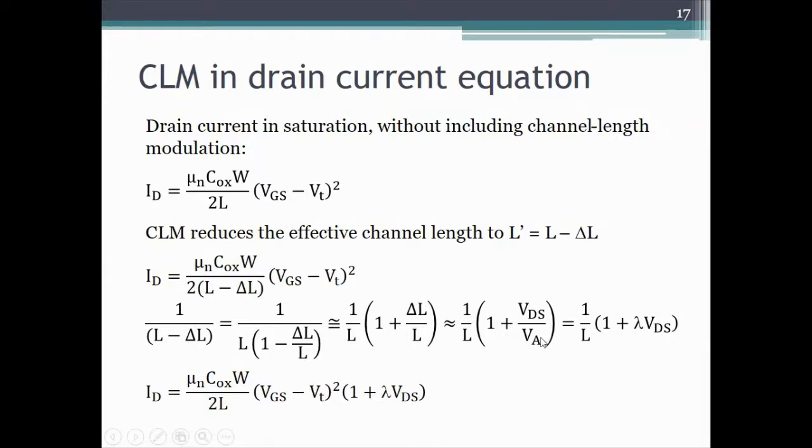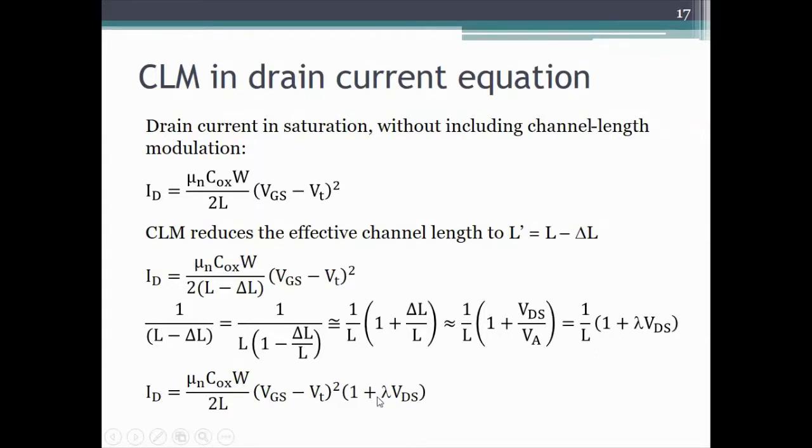For MOSFETs, the more commonly used model is that 1 over VA is replaced by lambda, another constant. Just one constant here, so it's 1 plus lambda VDS, and we substitute this in the MOSFET equation. What we get is mu Cox W by 2L, this, which is the long channel drain current, multiplied by 1 plus lambda VDS. Lambda is called the channel length modulation parameter, and it depends on the actual physical structure of the MOSFET.